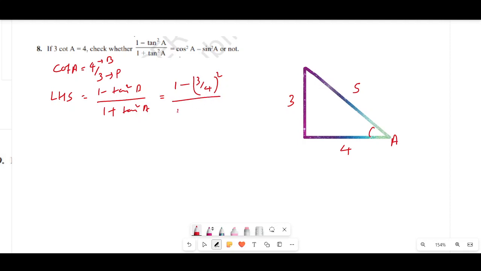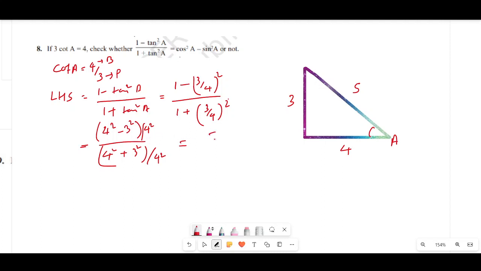Clear? Now 1 plus 3 by 4. Then we can write 4 square minus 3 square upon 4 square plus 3 square. Here it will be 4 square and here it will be by 4 square. Now 4 square minus 3 square, what will it be? a minus b into a plus b. 4 minus 3 is 1 and 4 plus 3 is 7.